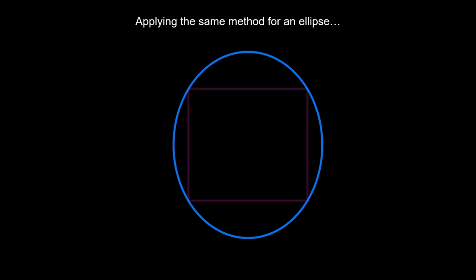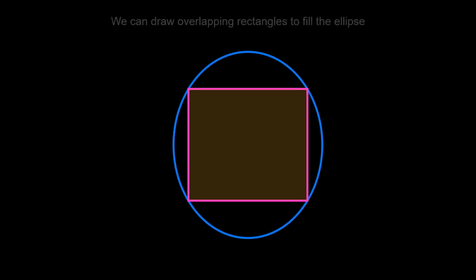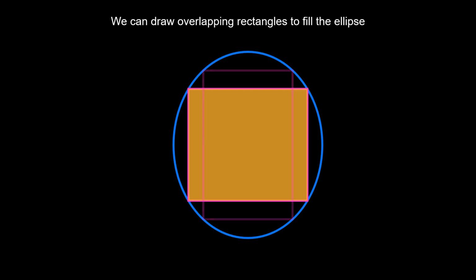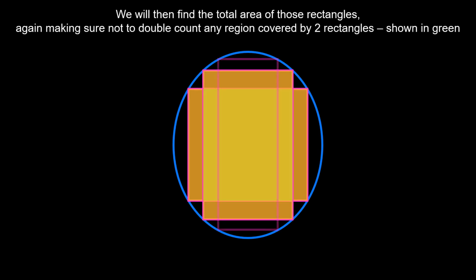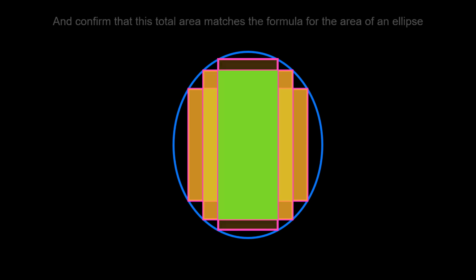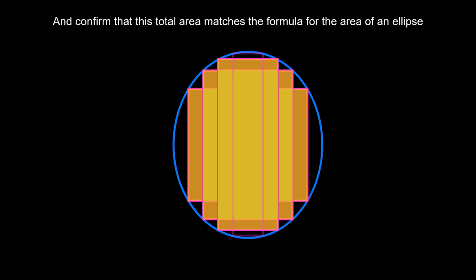Applying the same method for an ellipse, we can draw overlapping rectangles to fill the ellipse. We will then find the total area of those rectangles, again making sure not to double count any region covered by two rectangles shown in green, and confirm that this total area matches the formula for the area of an ellipse.